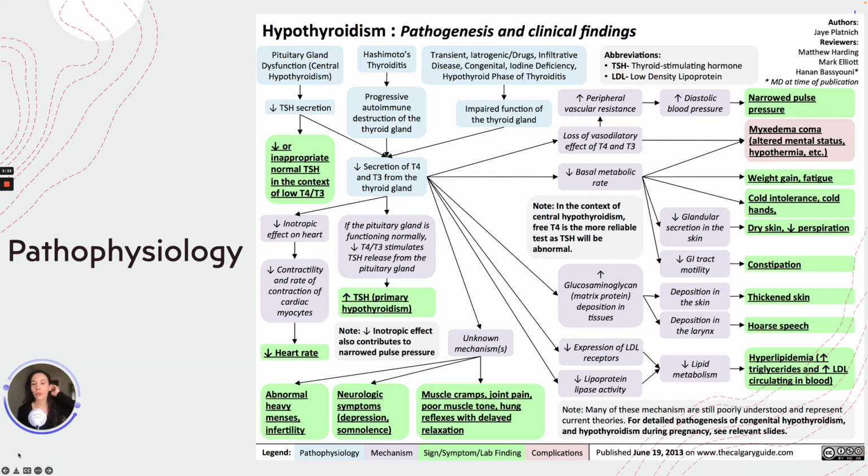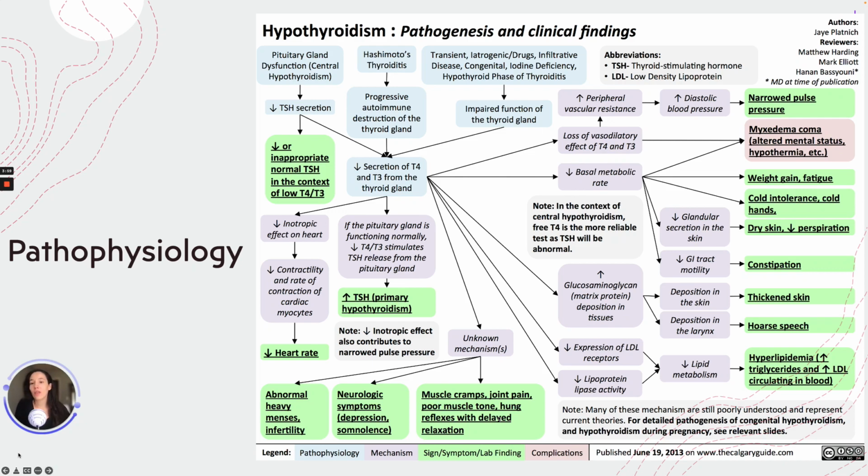All right, so let's look at the pathophysiology, and if you've seen my videos before, you know that I love these charts. This is just a nice one-page summary of different things to know about hypothyroidism. Anything in the blue is going to be the pathophysiology, the purple is going to be the mechanism, the green is going to be a sign, symptom, or lab finding, and red is going to be a complication.